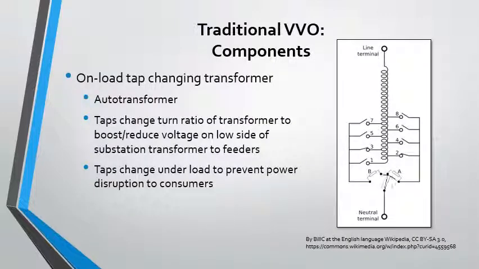On-load tap-changing transformers are typically found at power substations. These are special kinds of autotransformers that allow for turns ratio adjustments with their tap settings while the system is under load. This is important so that power isn't disrupted to customers while changes need to be made. The way that these transformers are used in VVO systems is that they allow the voltage to be increased as load is added to the feeder lines over time.